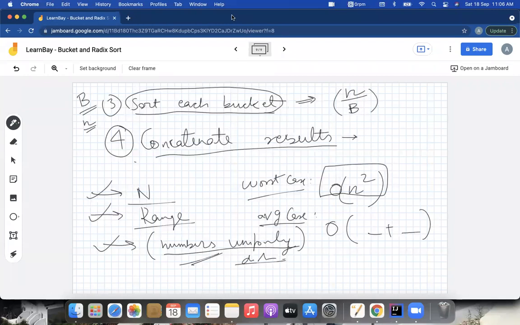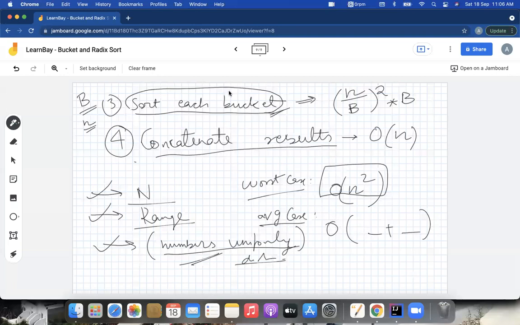Is that clear? Any doubts in this? And if, let's say, you use order of n square sorting, then it is (n by b) whole square. And since there are b buckets, this is the time it takes to sort each bucket. And concatenating results is again order of n. You go through all the buckets and just concatenate. It is order of n. If you implement it, you will know.